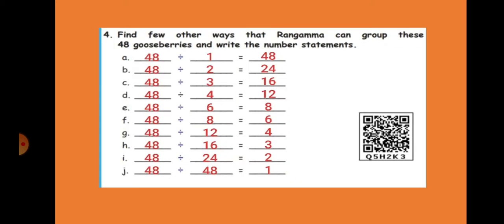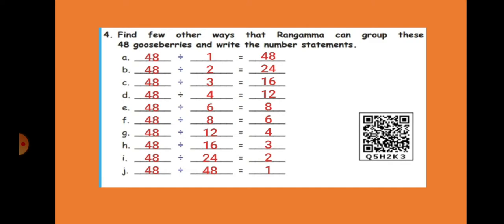And then we have seen how Rangama can group these 48 gooseberries and write the number statement. See here, if we divide 48 by 1, we get 48. If it is divided among 2 persons, each person will get 24. For 3 persons, 16; 4 persons, 12; 6 persons, 8 gooseberries; 8 persons, 6; 12 persons, 4; 16 persons, 3; 24 persons, 2; and 48 persons, 1. So this is the way we can divide 48 gooseberries according to the number of persons.